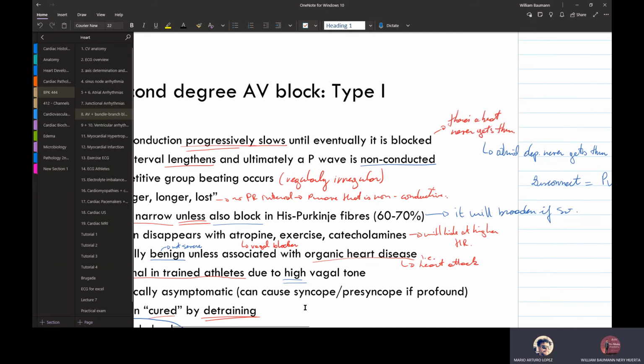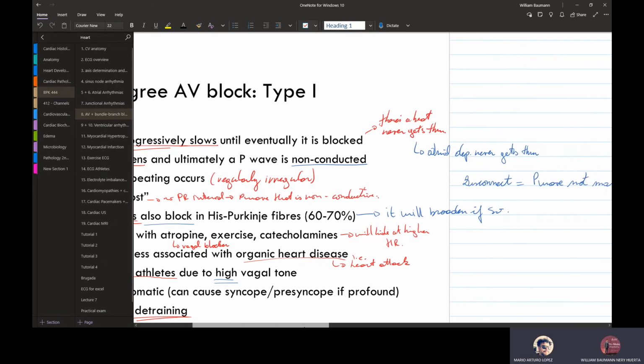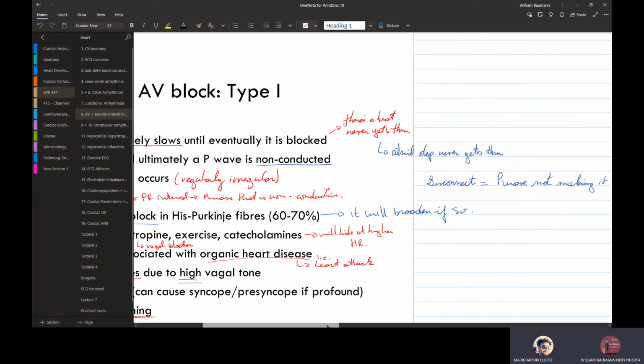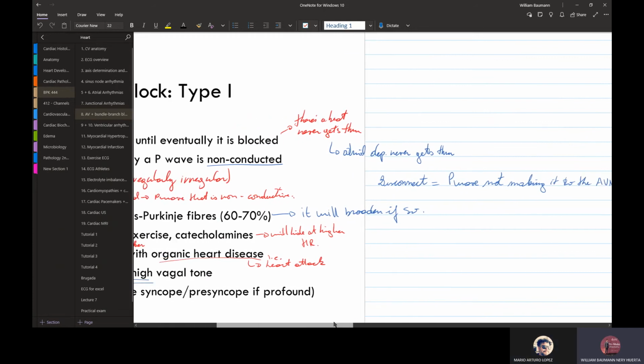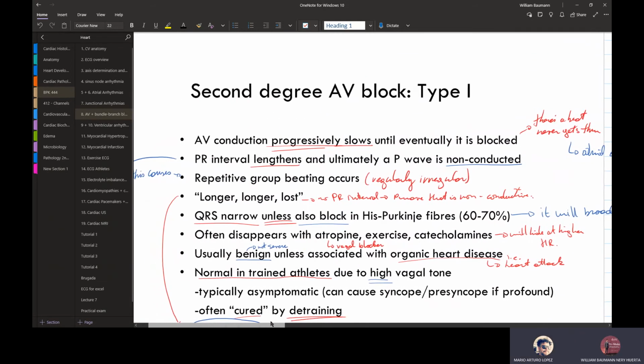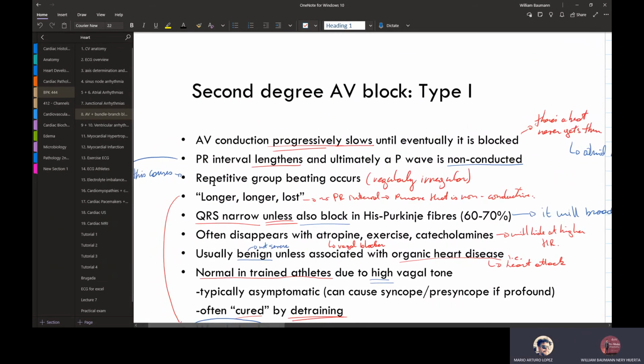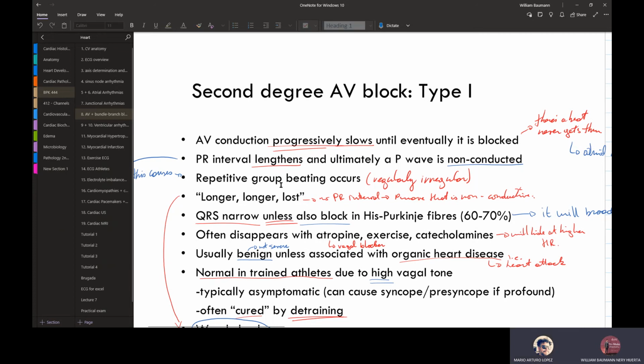That's what it means when it's blocked. The atrial depolarization never gets through. There's a disconnection between the P wave and the AV node. So in this case, it's going to be regularly irregular. You'll see what I mean. And this is the famous one: longer, longer, lost.